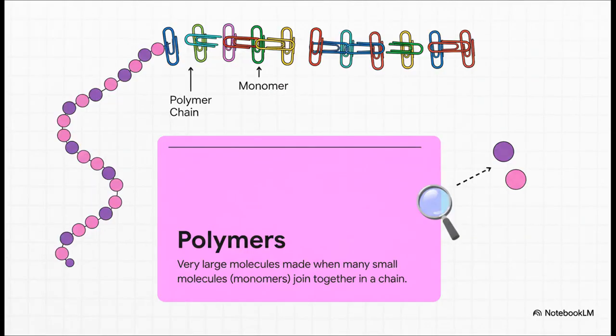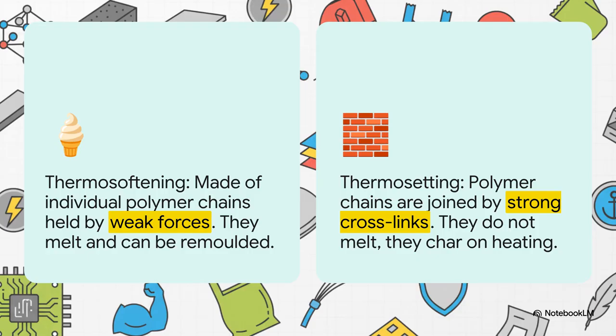Next up, polymers. The clue is in the name, really. Poly means many. Polymers are these incredibly long molecules that are made when you join lots and lots of small, identical molecules called monomers together in a chain. Honestly, just think of it like making a super long chain out of paper clips. Each paperclip is a monomer. Now, this bit is absolutely vital.